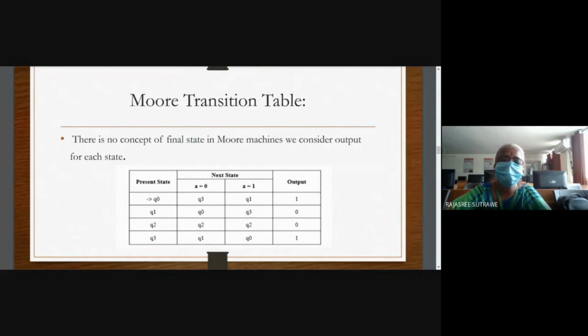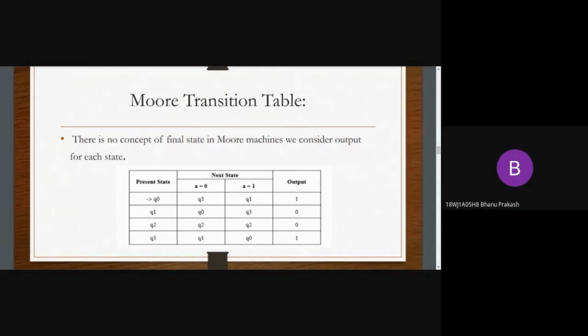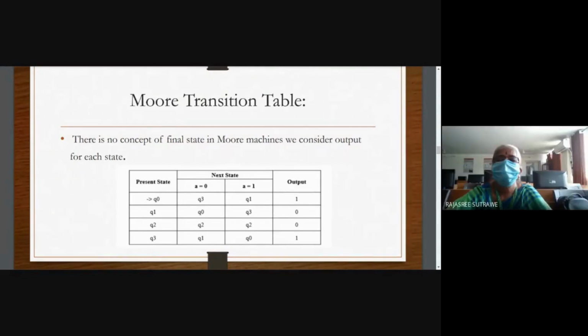So in the Moore machine, we have this one. If you see here, we are writing all the outputs finally. This is our output. So this is how we go for the Moore transition table. Is this clear, ma'am? Understood? Is this clear? Understood, all of you? Yes, ma'am. Okay. So let us go for the next concept.